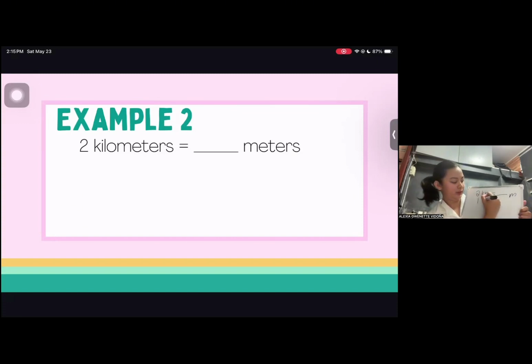Since 1 kilometer equals 1,000 meters, we multiply again. So 2 times 1,000 equals, correct, 2,000. So therefore, 2 kilometers equals 2,000 meters.